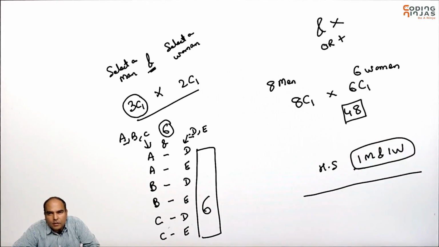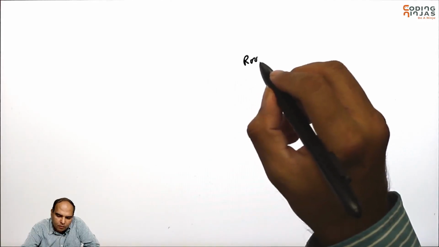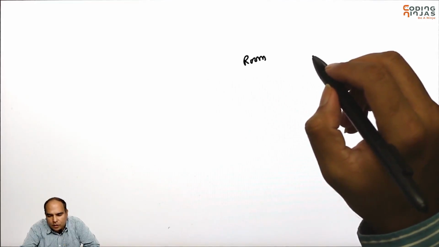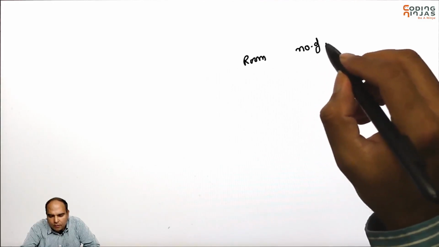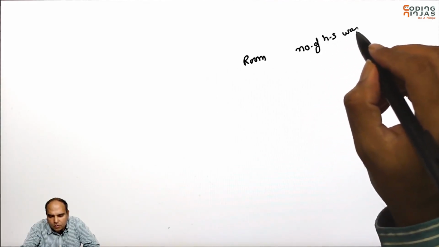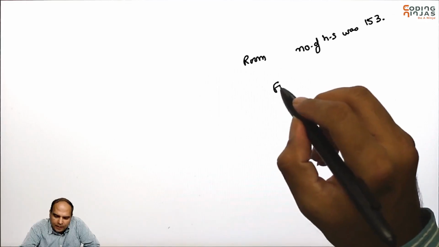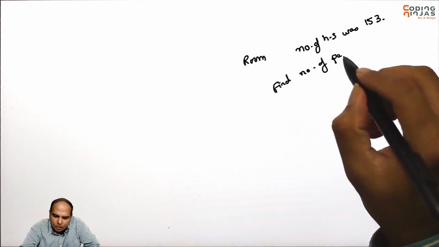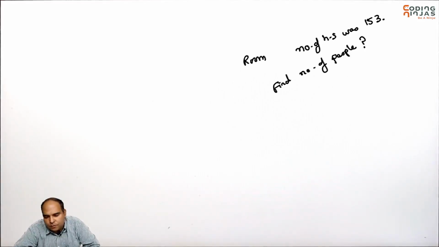Alright, and this question can be asked in an opposite way also. In a room there were a certain number of people and everybody shook hands with each other, and it was found that the number of handshakes was 153. I ask you to find the number of people in the room. How many people were there in the room?